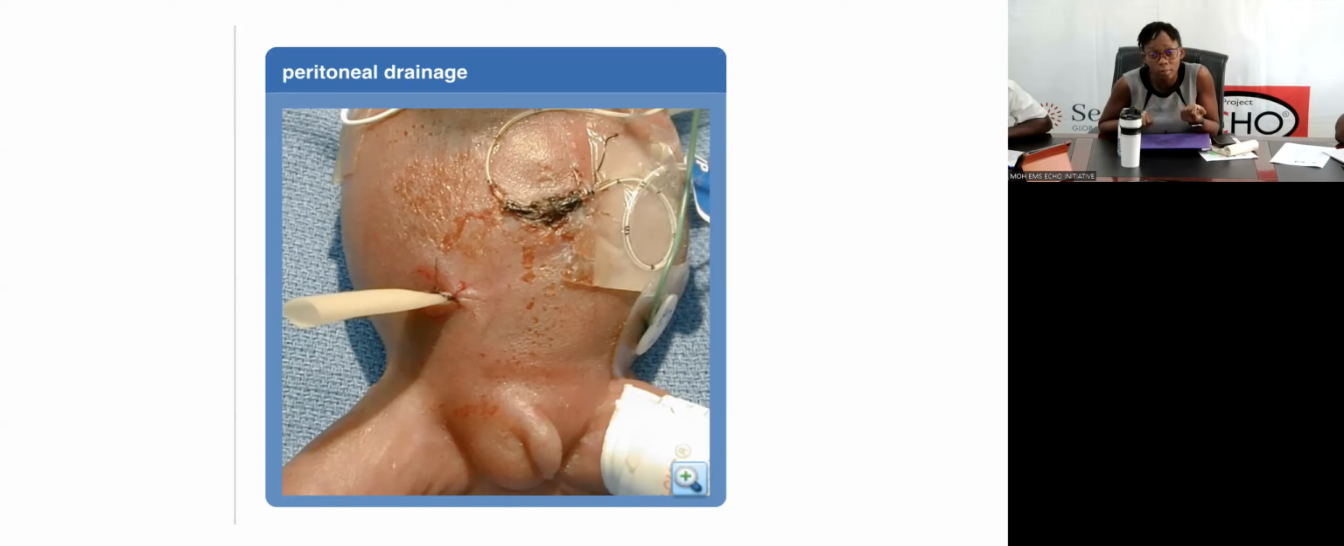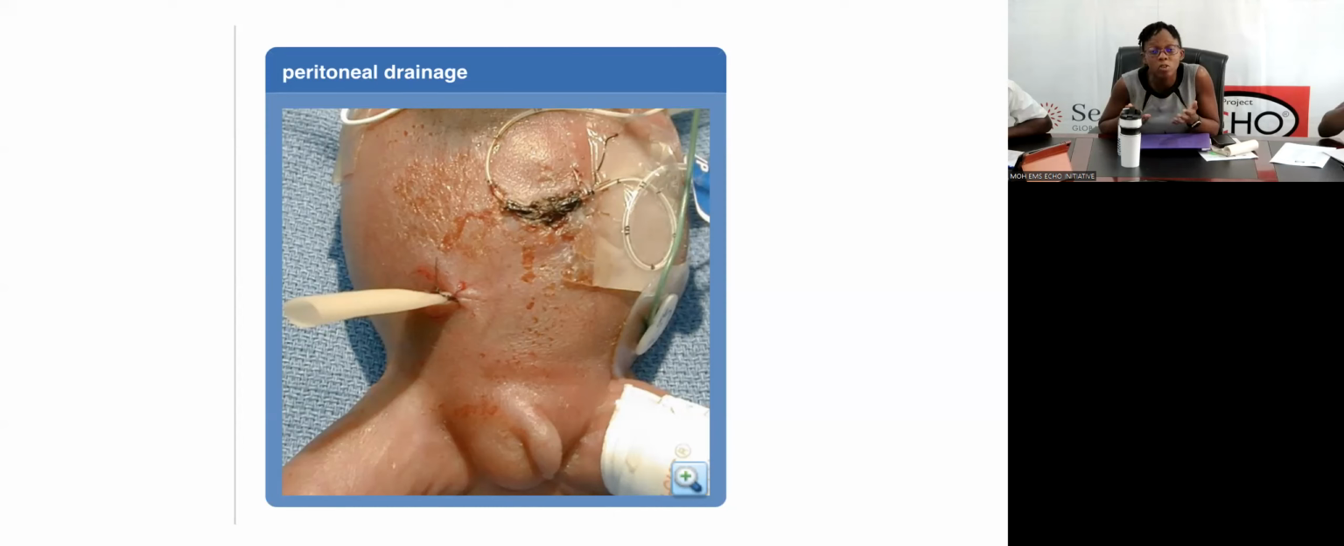Make a small incision with a blade after you've infiltrated the skin, and then bluntly go through the muscles until you hit peritoneum. Once you hit peritoneum and poke it with your artery forceps, you'll hear a gush of air, or if there's stool or any content, it will gush out. Take a finger of a surgical glove, cut it on both ends so that it's like an open tube, fix that in and then suture it to one part of your incision.